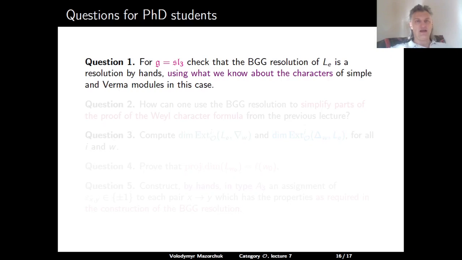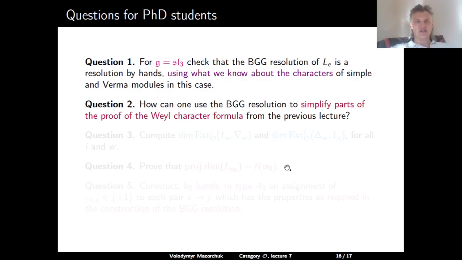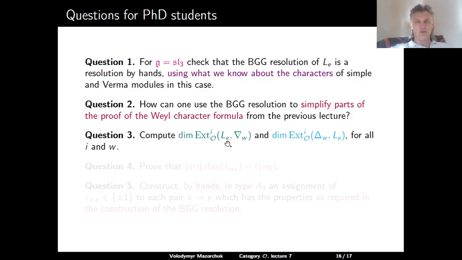Question number 1. For the Lie algebra sl3, check that the BGG resolution of L(e) is a resolution of L(e) by Verma modules, using what we know about the characters of simple and Verma modules in this case. Question number 2. How can one use the BGG resolution to simplify parts of the proof of the Weyl character formula from the previous lecture? Question number 3. Compute the dimension of the extensions of all degrees from the trivial g-module to all dual Verma modules, and the dimension of the extension spaces from all Verma modules to the trivial g-module.